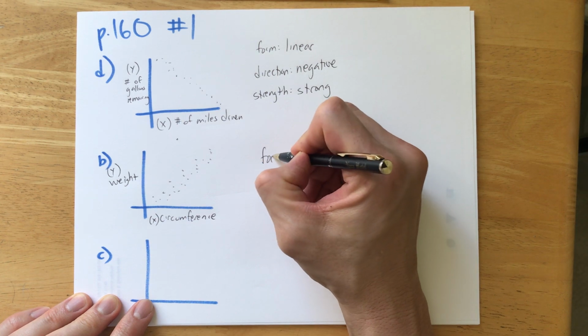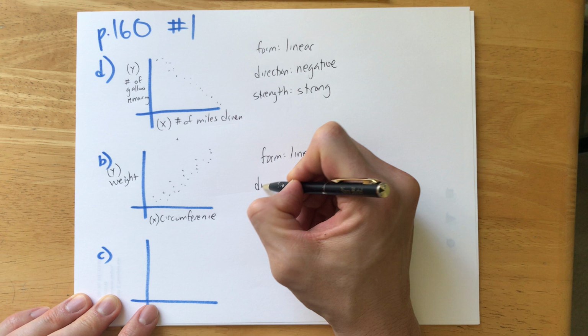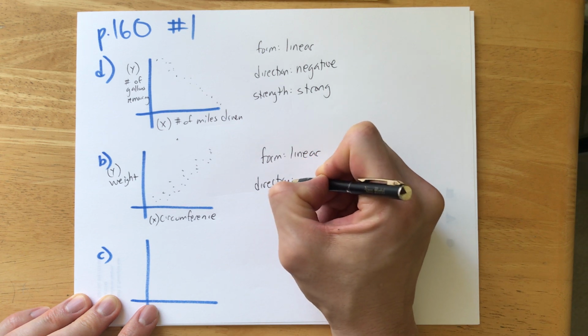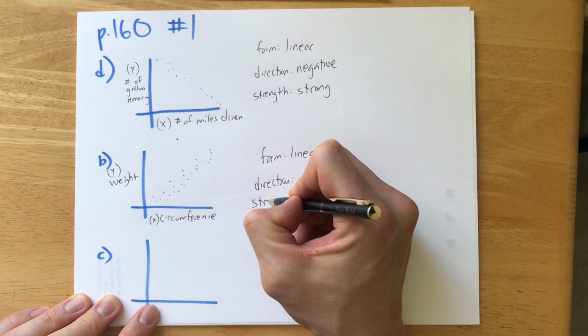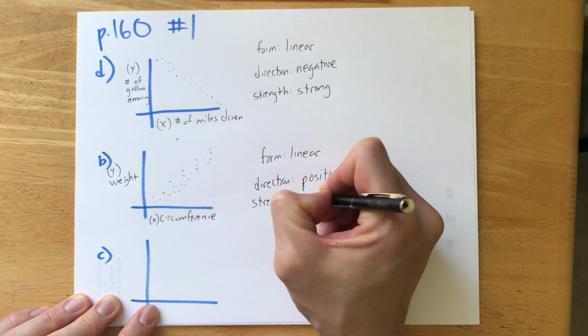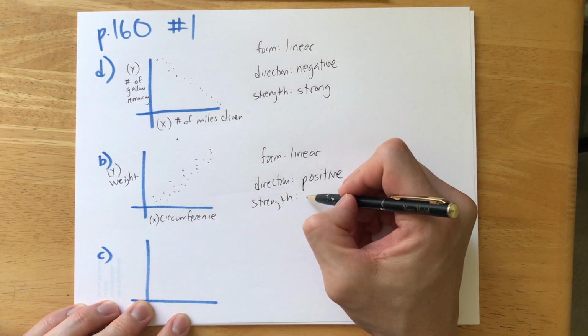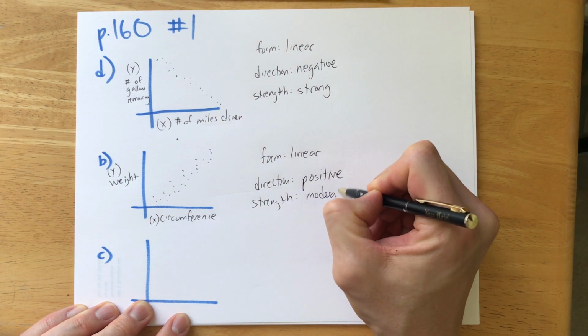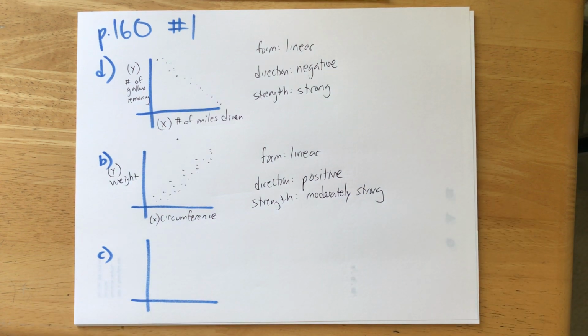So the form, you would call this linear. Okay. Direction is positive this time. And then the strength, okay. So this is kind of a gray area, right? You could say it'd be moderately strong or strong. Okay? I think I'm going to put moderately strong. Okay. Why don't you try C right now? Why don't you pause the video and try C right now?